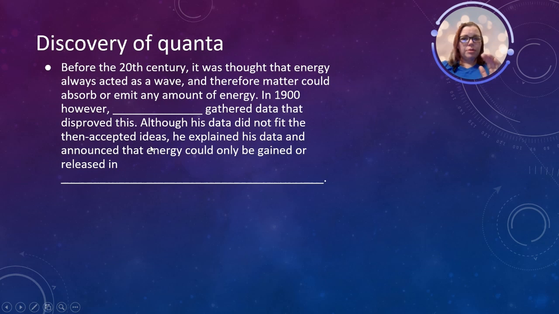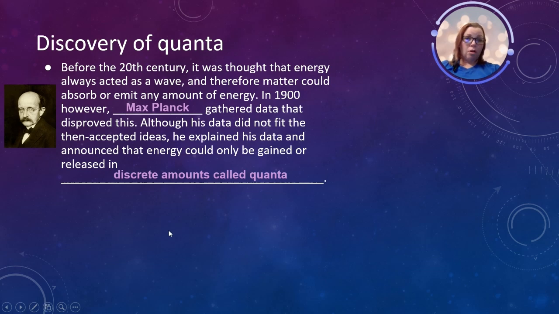Before the 20th century, it was thought that energy always acted as a wave, and therefore matter could absorb or emit any amount of energy. In 1900, Max Planck gathered data that disproved this. His data did not fit the then accepted ideas, and I've heard that even he didn't believe it at first, but he explained his data and announced that energy could only be gained or released in discrete amounts called quanta.